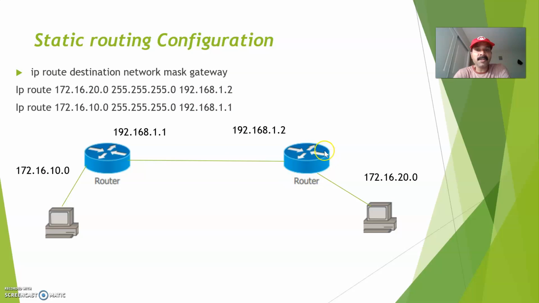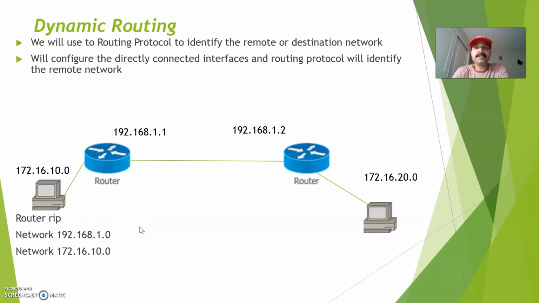Similarly, from this router, I have to reach this remote network. How to configure it: ip route followed by the remote network, that is 172.16.10.0, followed by the subnet mask, then the gateway to reach this remote network. So this is how I can configure the static route.